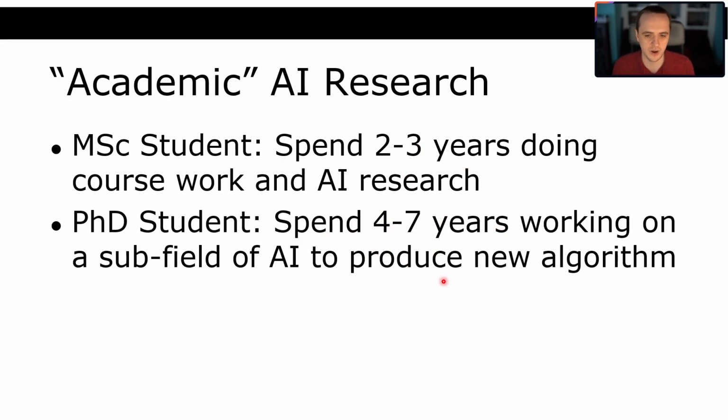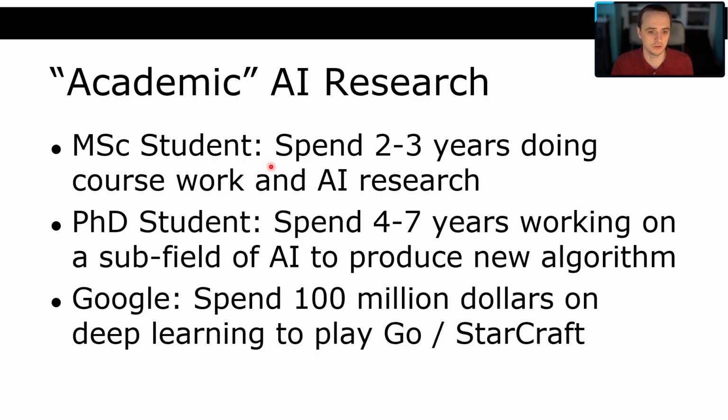To produce, say, a new algorithm or a new method or develop something new. So a PhD student is doing, hopefully, something that's significantly more impactful than an MSc student. If you are Google, you're going to spend $100 million on deep learning to play Go or StarCraft, right? So there's all sorts of different AI research that's going on, and in the last decade we've seen a real trend toward industry doing more academic AI research and then spending so much money that it's completely unfathomable.